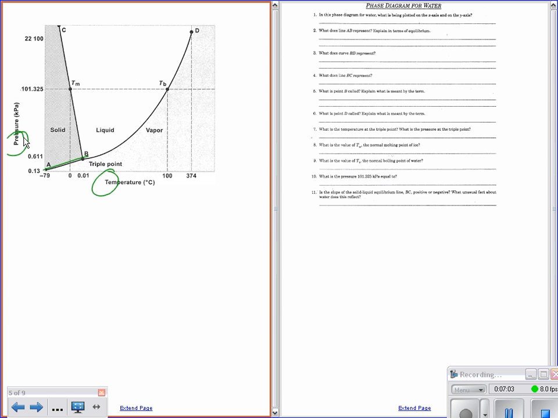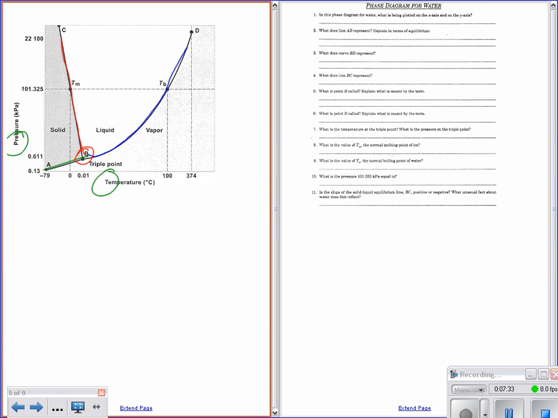Okay, next one. It asks what is occurring along the line BD. And BD is right here. So again, this is going to be when you have vaporizing and condensing. And then the last one, along BC, is when you have melting and freezing.